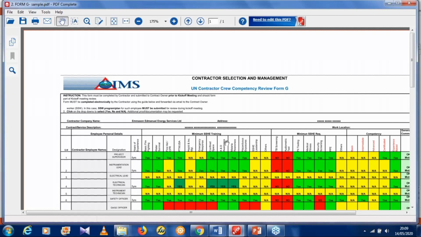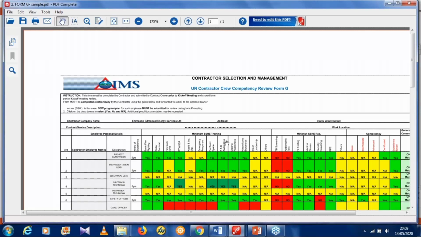So you discover that this considers the different safety requirements needed for this organization. The name of the company is stated, Martin Emmanuel Community Services Limited, their address and all that.